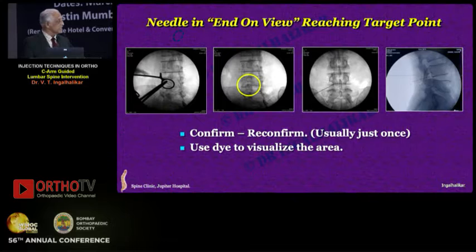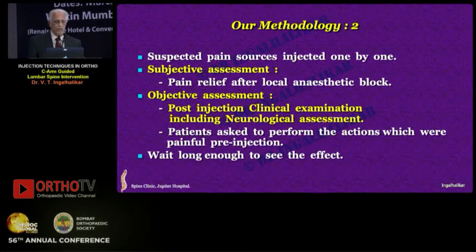So here you can see the needle is trying to go in the Kambin's triangle to go for injecting a root. Then we manipulate it further. Then we check it in AP view, check it in lateral view, and then the suspected pain sources are injected one by one. We don't inject all of them together. We inject one, wait. If required, we take the patient down, ask him to do examinations, etc.